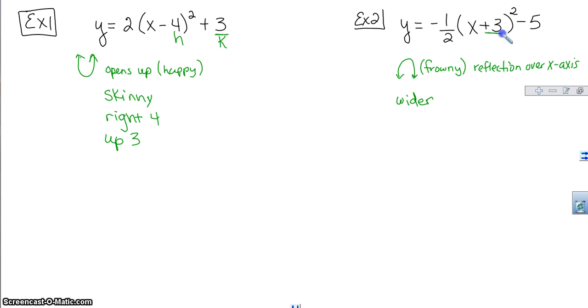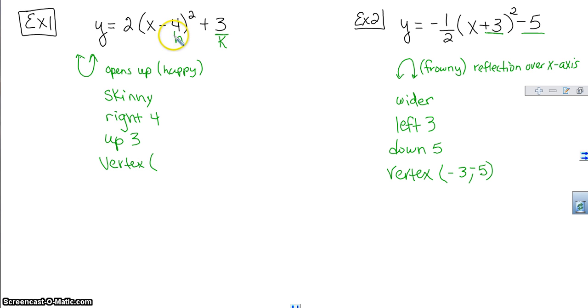The +3 is going to give us our horizontal shift, and it's a liar. So it says +3. It's actually going to go left 3 units. And then our minus 5 tells the truth, so we're going to go down 5 units. So our vertex on this one would have been -3, -5. The vertex on the left, I forgot to write that one down. The vertex over here would have been 4 and 3.